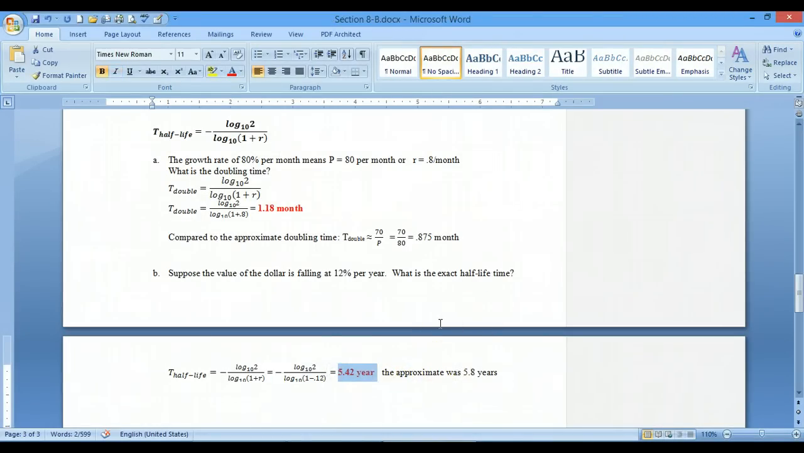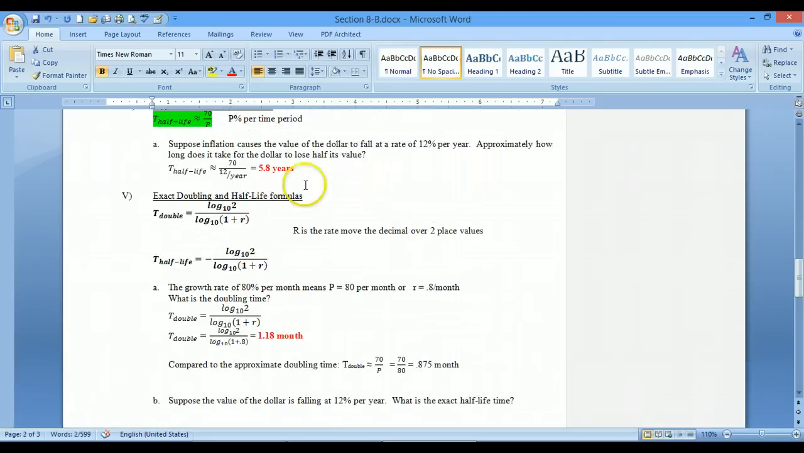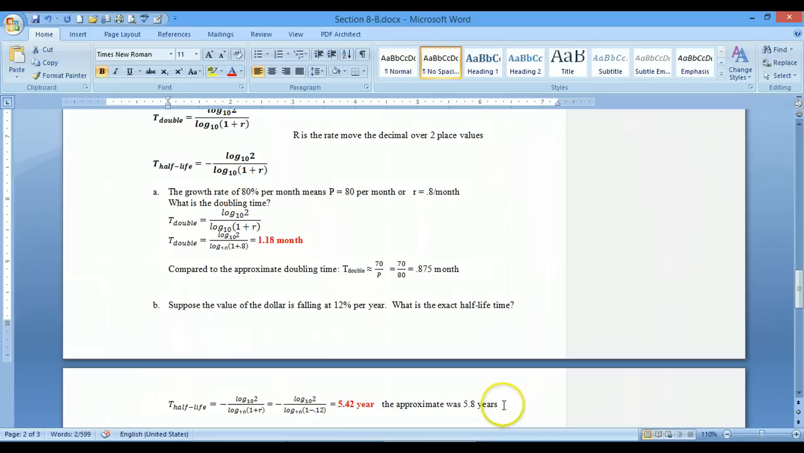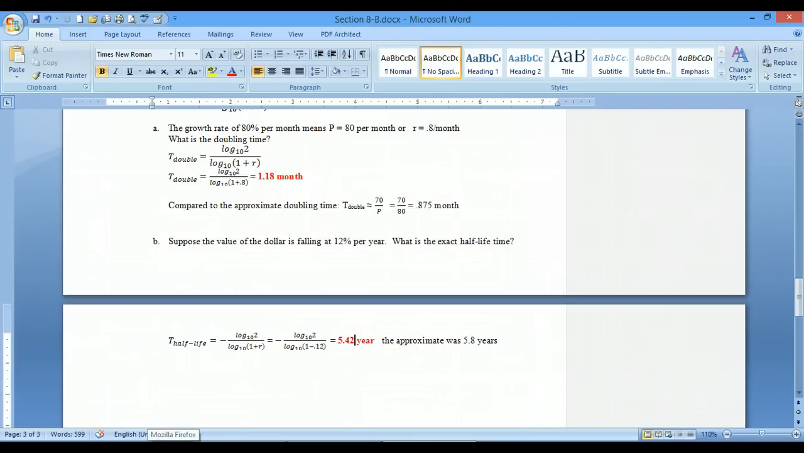Compare that to what we had earlier up here of 5.8, which was the approximate. It's rather close.